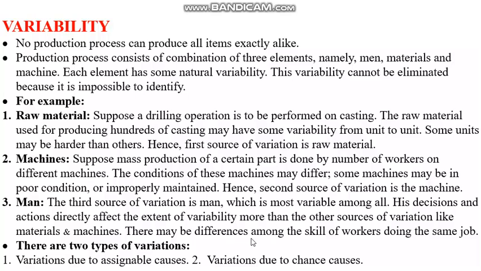There may be differences among skills of workers doing the same job. Even a person, just within a space of 5 minutes, making two products, even he himself makes, there will be variations, because so many factors are involved. He cannot exactly make alike. Some dimensional variation at least may be there. So there are two types of variations: variations due to assignable causes and variations due to chance causes.